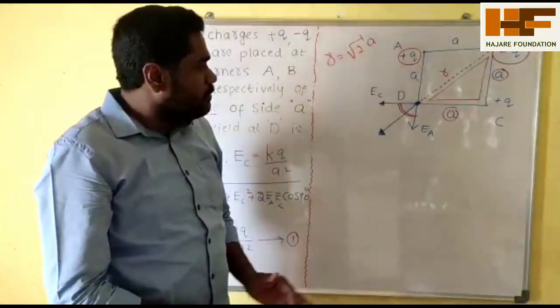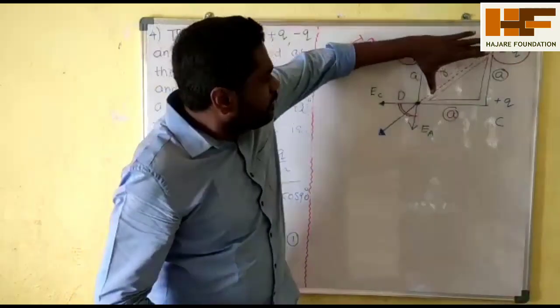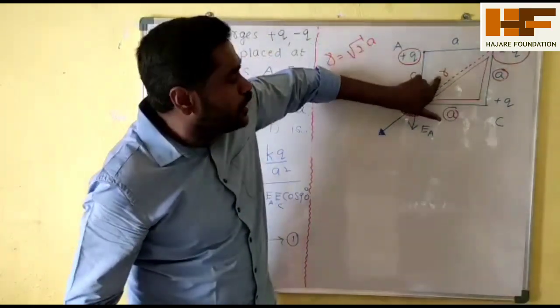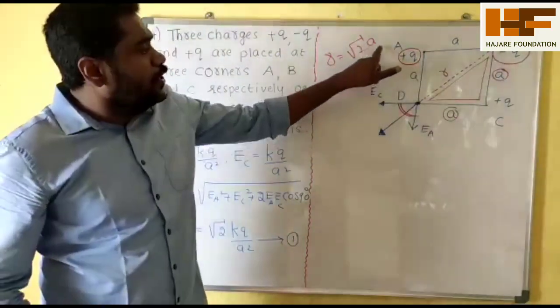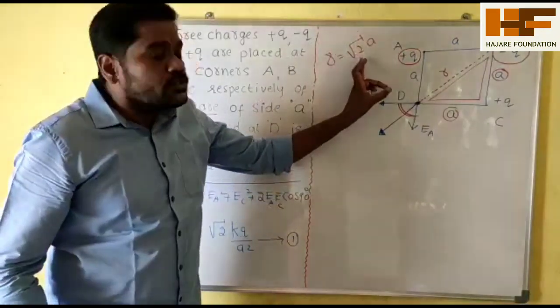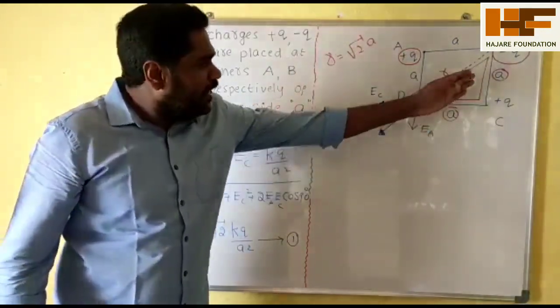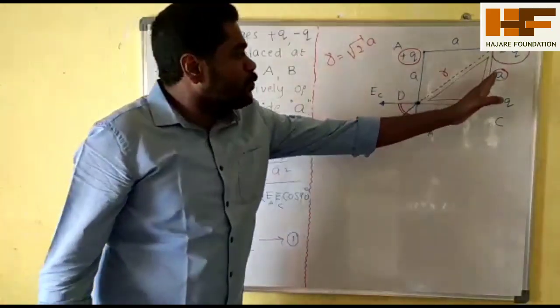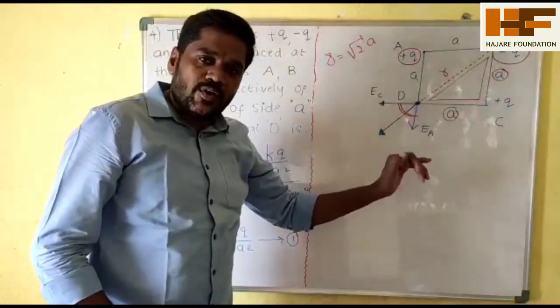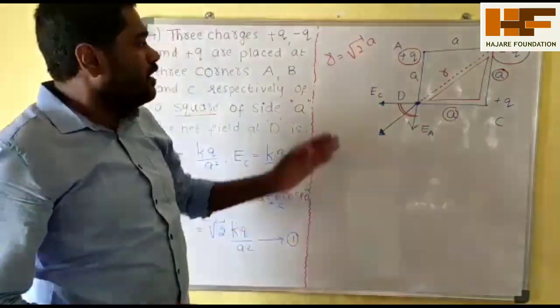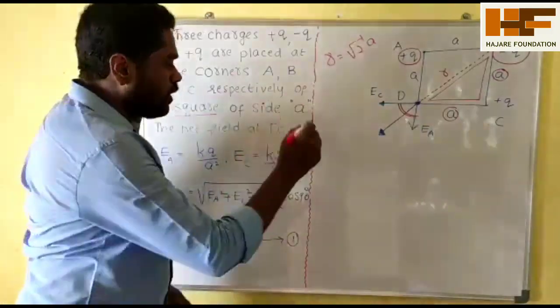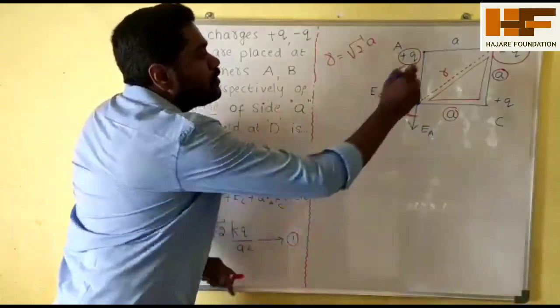This distance means what? From D to B. How much will you get? R is equal to under root of 2 into A. This root belongs to only 2, not A. And according to Pythagoras theorem, A square plus A square is equal to R square. R is equal to root 2 A. You will get the answer. Therefore now, what is the electric field due to the charge at B?